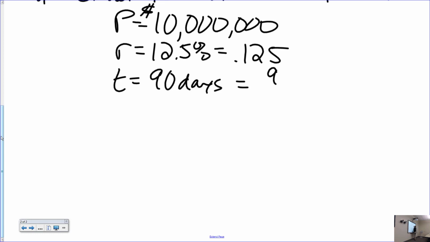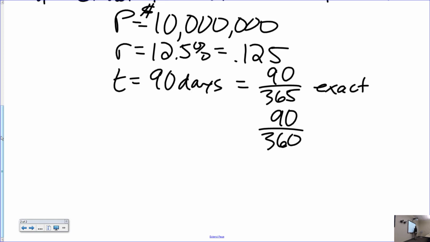Note that this is 90 days. Don't say it's 3 months, because of 31 days, 28 days, all that other kind of stuff. Then it would be 90 over 360 when we do the ordinary. That's the difference between exact and ordinary interest. When you convert your days, instead of dividing by 365, you divide by 360. And you may think, oh, big deal, what difference is that going to make? Well, let's find out.